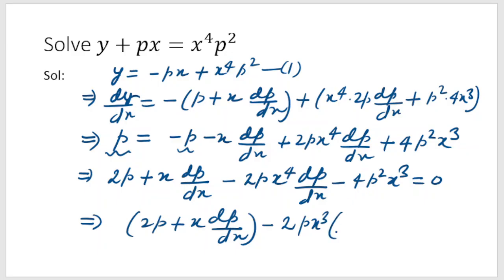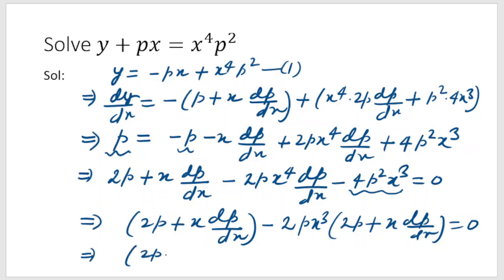So if I take 2px cube common from this term, I will get 2p, and from this term I will get 2px cube common, so I will get x dp by dx, that is equal to 0. So let us write the next step here. 2p plus x dp by dx, and here we have the other factor, that is 1 minus 2px cube, is equal to 0.